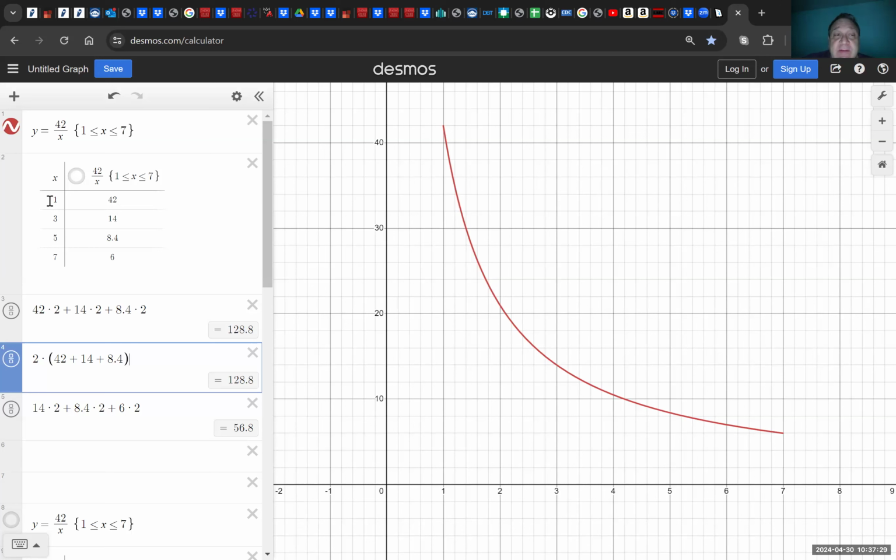For the right-hand endpoints, I'm going to be doing the exact same rectangles. From 1 to 3, that's an x distance of 2, and I use the right-hand endpoint, which is 14. That's why I have 14 times 2. And likewise, the second interval has an x distance of 2, and the right-hand endpoint is 8.4. And for the final one, the right-hand endpoint is 6. And so we get a right estimate of 56.8.